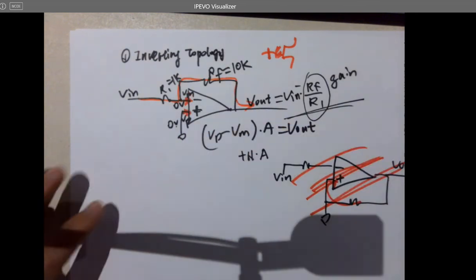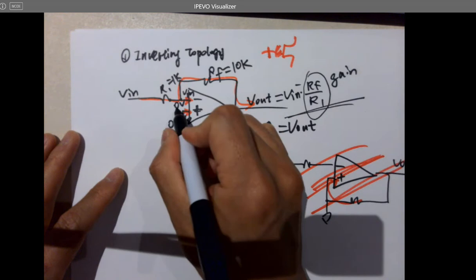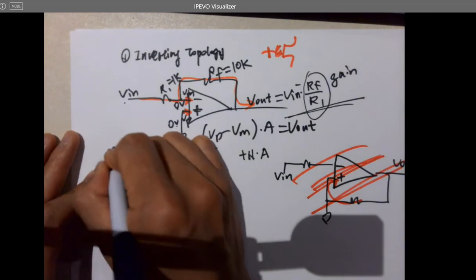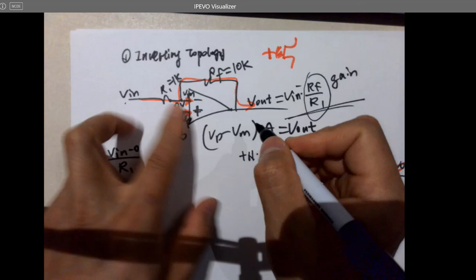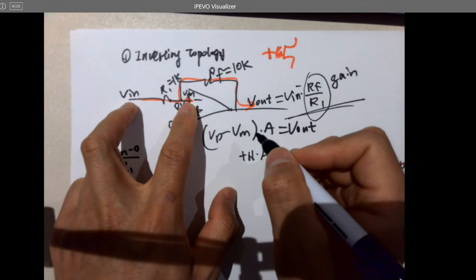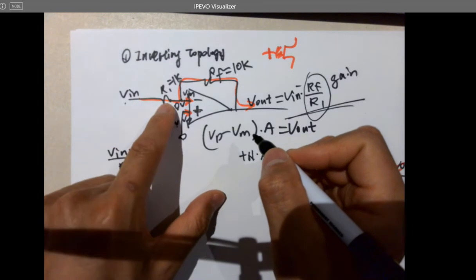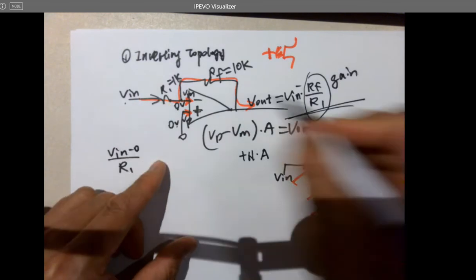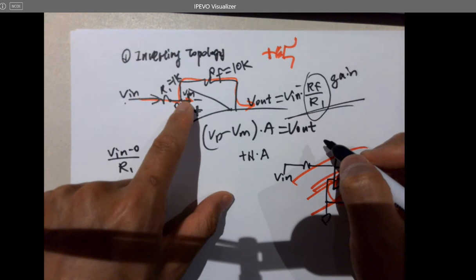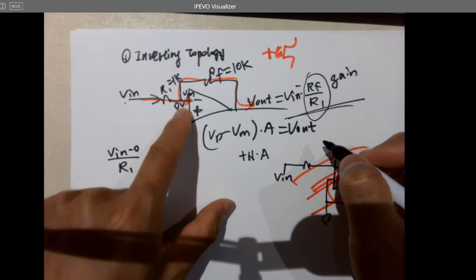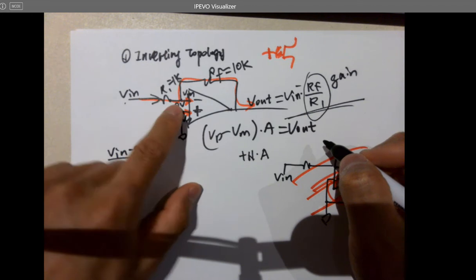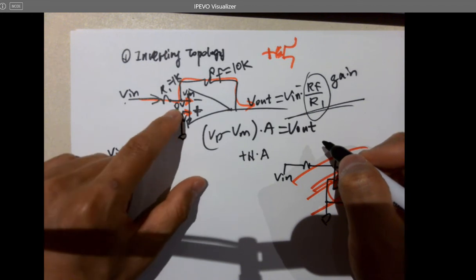I mean currents. Okay. So here's 0 volts, and here's V in. So V in minus 0 volts divided by R1. That's Ohm's law, right? So the voltage difference between these two terminals, divided by R1, gives you a current in this branch. Why is it 0 volts? Because this is 0 volts. The negative feedback is forcing these two terminals to be the same. So that's why I know this must be something very close to 0 volts.